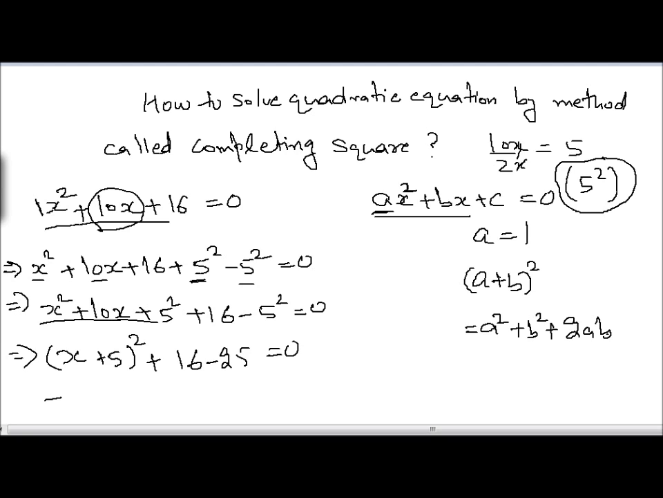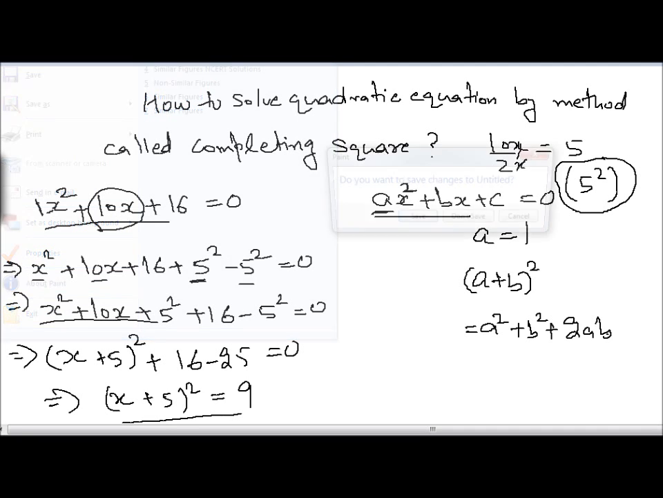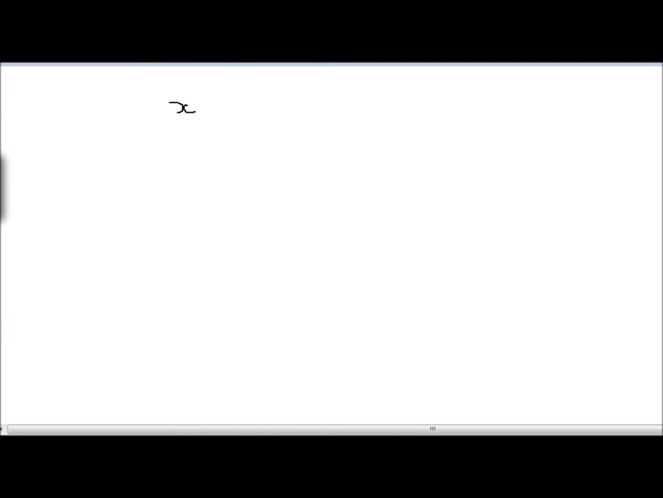Now we have x plus 5 whole square. 16 minus 25 is minus 9, and when minus 9 goes to the other side, it becomes equal to 9. So we have x plus 5 whole square is equal to 9 here. So in order to solve for x, we take the square root on both sides.